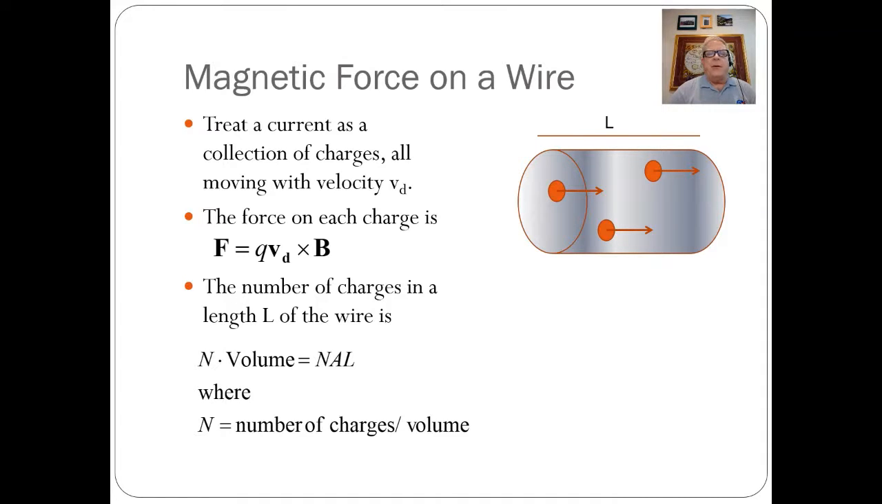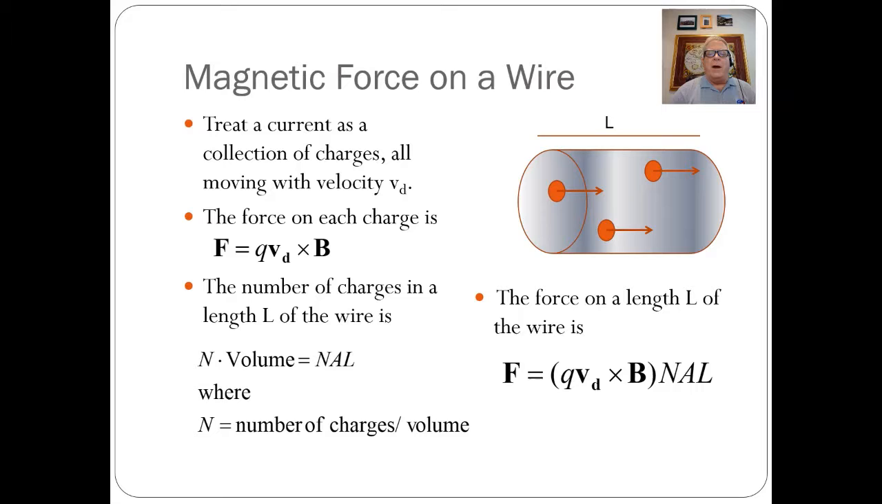Let us say we have a length of wire L, and we would know then that the number of charges in that length of wire would be N times the volume of that length of wire, where N is the number of charges per volume. But the volume of that length of wire would be the cross-sectional area of the wire times the length. So therefore, the number of charges in that volume would be N times A times L. And that means the force on that length of wire would be Q v drift cross into B times NAL.